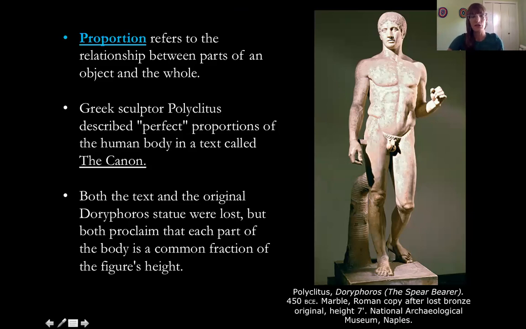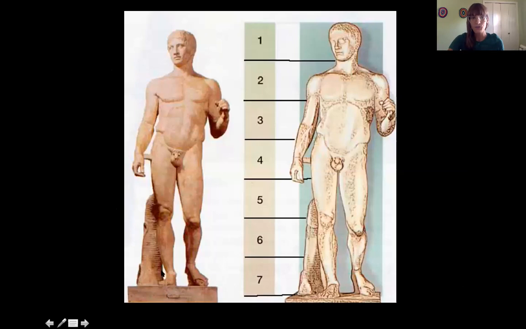So both the text and the original Doryphorus statue were lost, but both proclaim that each part of the body is a common fraction of a figure's height. So this would look something like this.